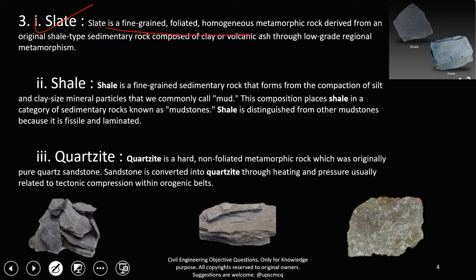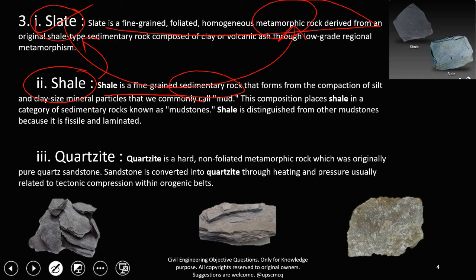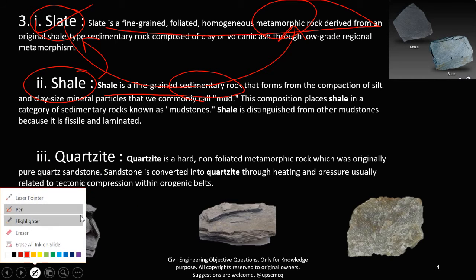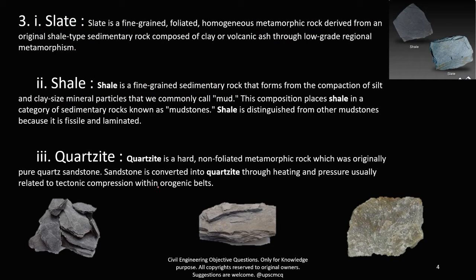Slate is a fine-grained, foliated, homogeneous metamorphic rock. The main point is that slate is a metamorphic rock. Now we have shale. Slate is obtained by metamorphic action on shale, therefore shale should be a sedimentary rock. Yes, shale is a sedimentary rock, and by metamorphic action on shale we get a metamorphic rock known as slate. Shale is sometimes also known as mudstone.